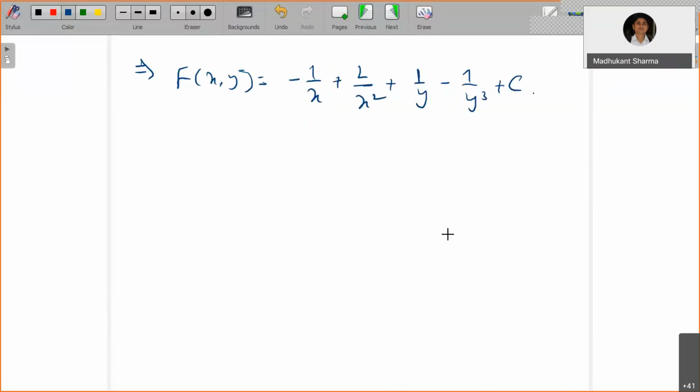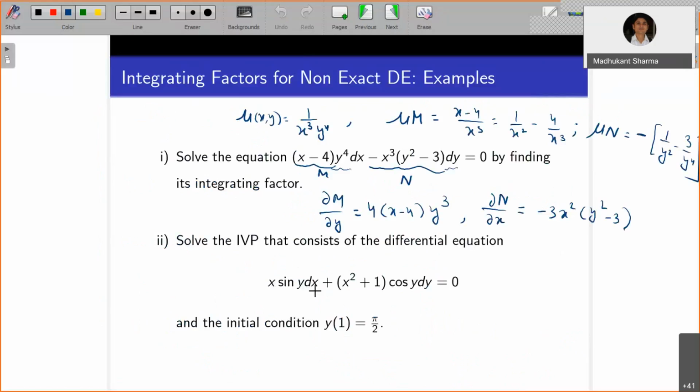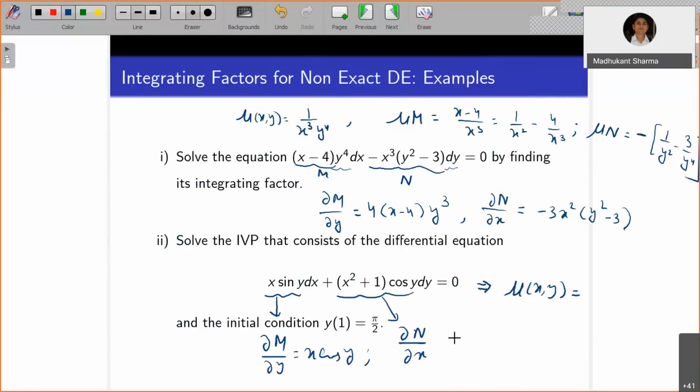Okay, right. Now, similarly, we can solve another problem here. For this case, what the μ is, I am telling you, now look here. ∂M/∂y is equal to x times cos y, and for this case ∂N/∂x is equal to 2x cos y. If there was a 2 here, yes, it would be an exact differential equation, but there is no 2.